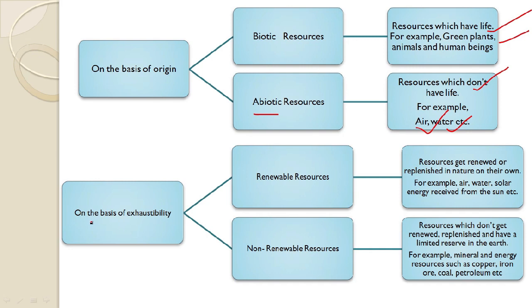Now let us move on to the second classification of resources, which is on the basis of exhaustibility. That is, renewable resources and non-renewable resources. When we come to renewable resources, we learn that these resources get renewed or replenished in nature. The examples include air, water, solar energy received from the sun.